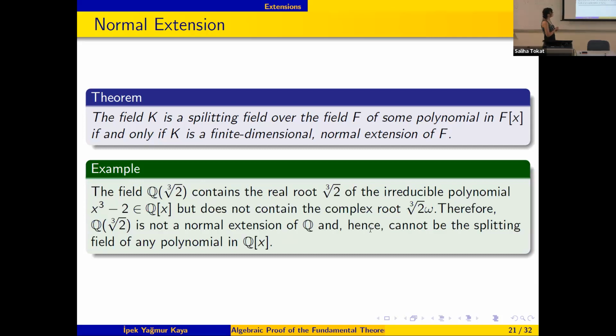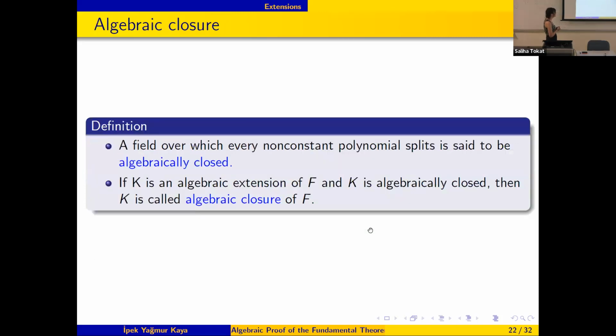Example: the field Q adjoined cube root of 2 contains the real root, cube root of 2, of the irreducible polynomial x cubed minus 2 in Q[x], but does not contain the complex root, cube root of 2 times omega. Therefore, Q adjoined cube root of 2 is not a normal extension of Q, and hence cannot be the splitting field of any polynomial in Q[x].